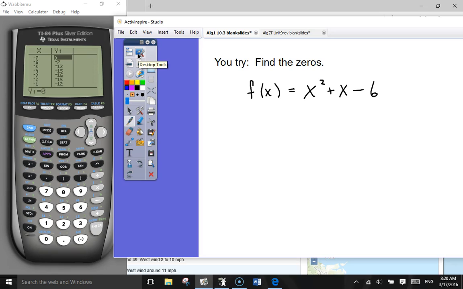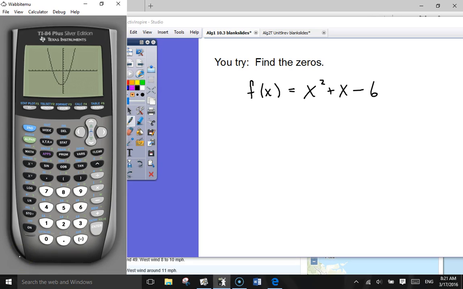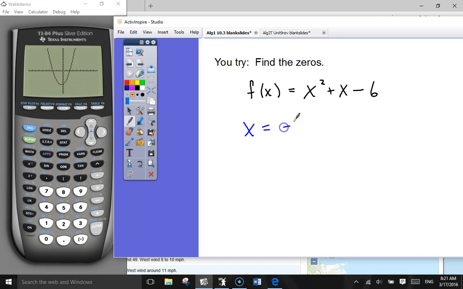Okay, so you try. Find the zeros. Do you get a graph that looks something like that? Yes. What are the solutions, or what are the zeros? -3 and 2. Okay.